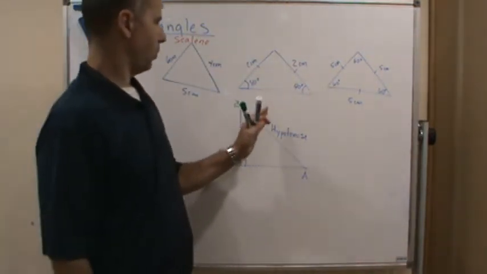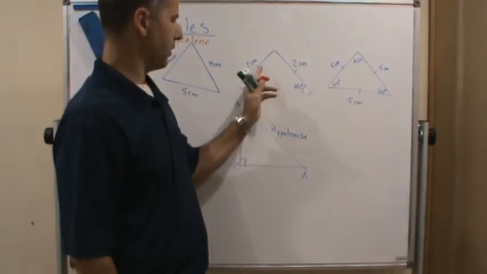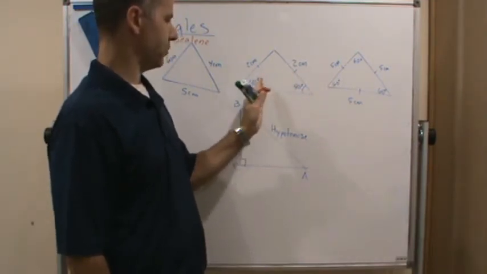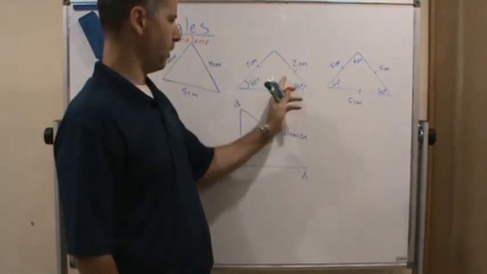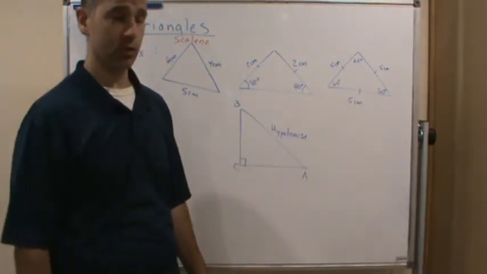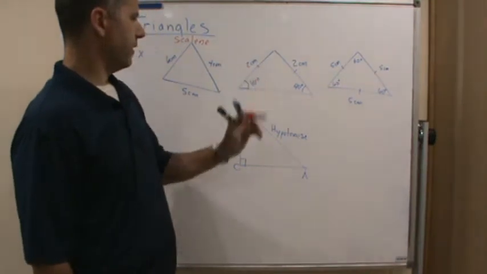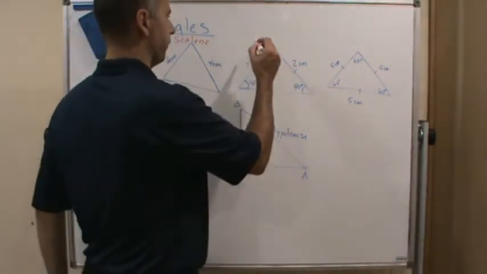And then if we look at this one, notice that the two sides are the same. We don't know anything about this side, so we can't assume that it's the same as the other two, but these two are the same, and the tick marks tell us that they're the same as well. And so this is an isosceles triangle.